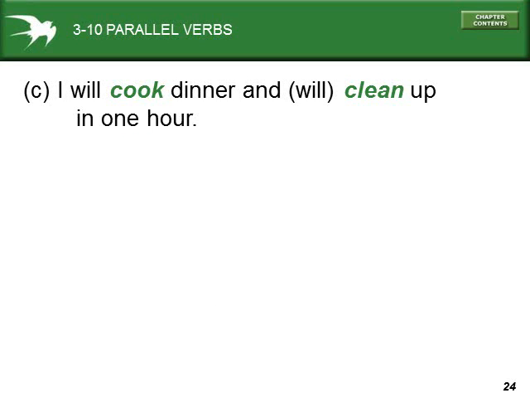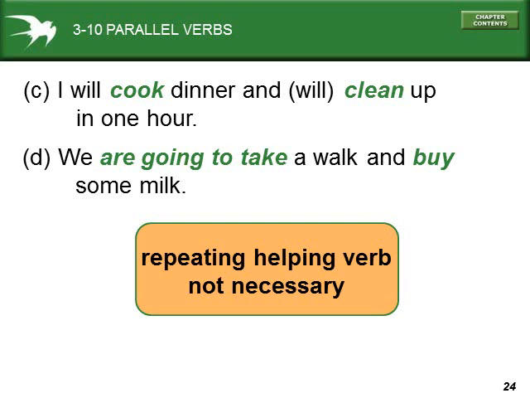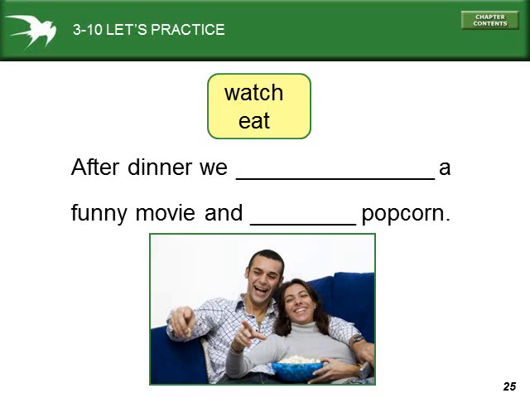The same is true when we're talking about the future tense. So I will cook dinner and (will) clean up in an hour. The second will, which is a helping verb, is optional. The same is true with be going to. We are going to take a walk and (are going to) buy some milk. The helping verbs are optional. Okay? You don't need to have them. You can include them, but you probably don't want to. So here we have this example.